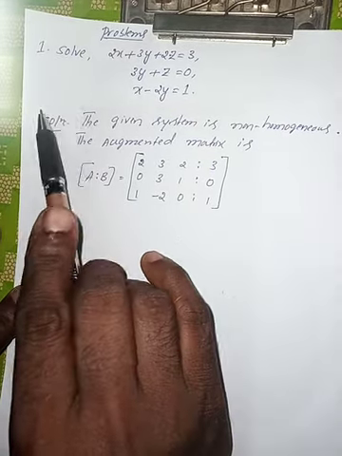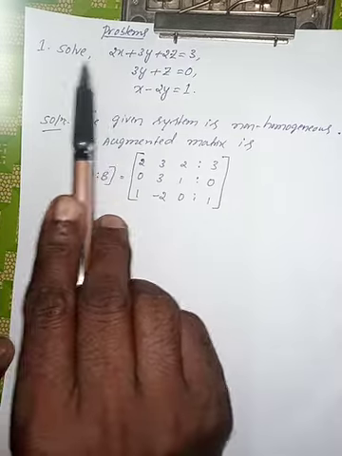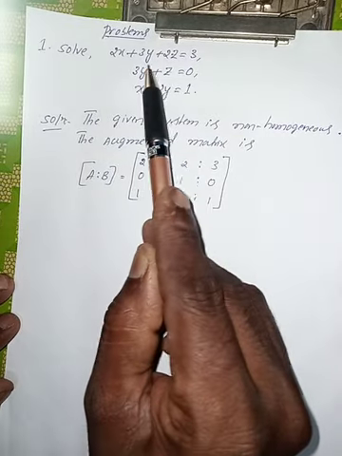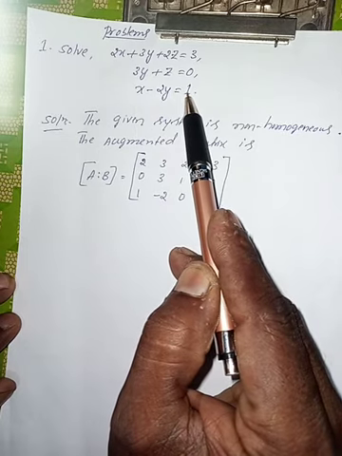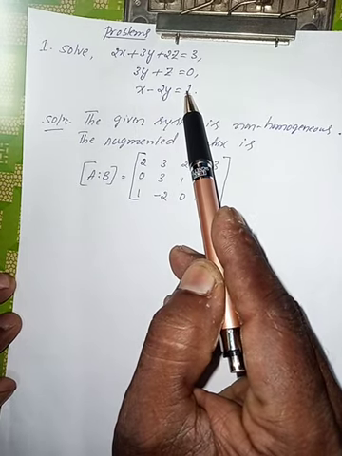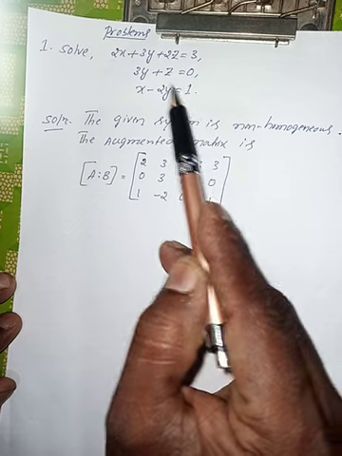Okay, the first problem is given like this: solve 2x plus 3y plus 2z is equal to 3, 3y plus z is equal to 0, x minus 2y is equal to 1. So this is the problem that they have given. Simply they have mentioned solve.